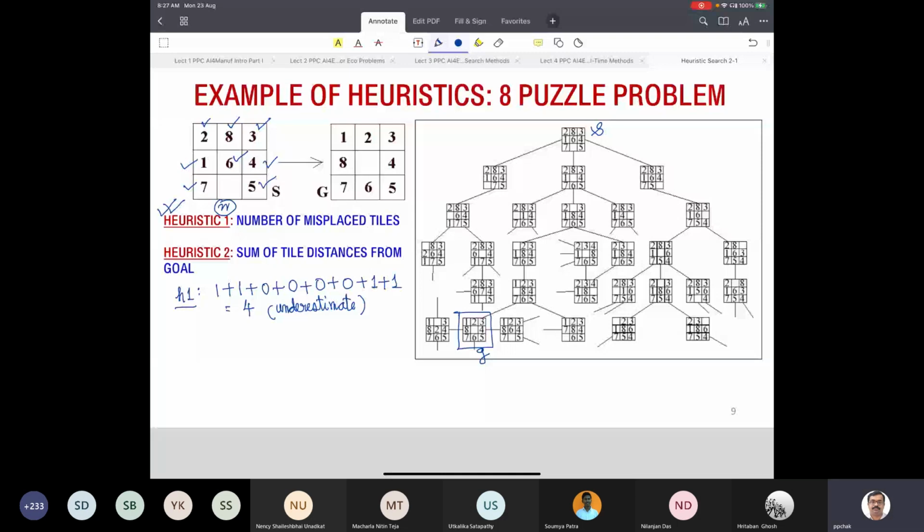The second heuristic is a little better. It tries to find out how many steps one node is away from its goal position. So suppose I give you a configuration like this.